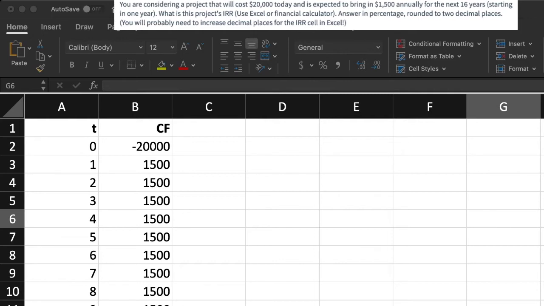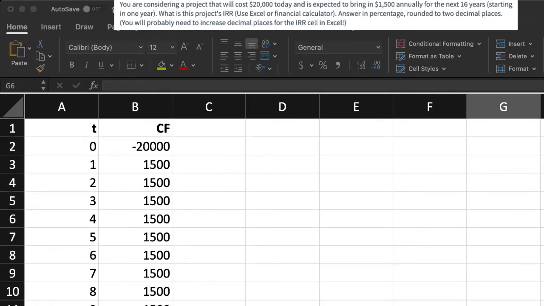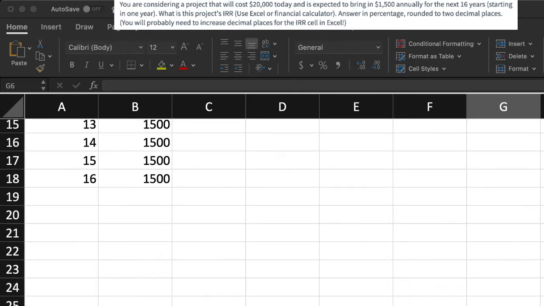One column, you can just write the years starting at 0 today, going all the way to 16 in this question. And then the next column, cash flows, outflows. So what you spend has to be negative. Inflows have to be positive. So at 0, we start with negative 20,000. And then starting in 1 year, we have these 1,500 inflows for the next 16 years.